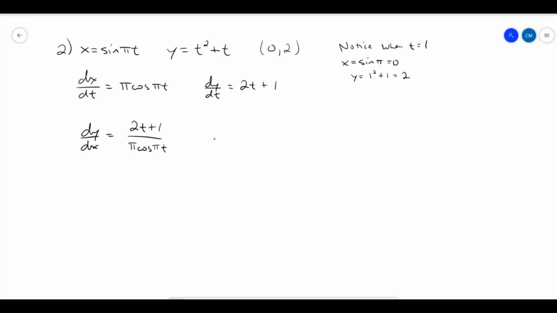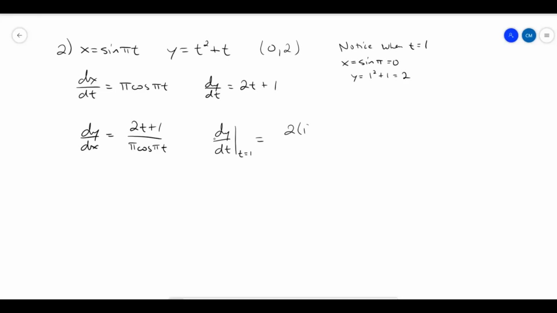If it's not obvious, like I said, you can always just set the x to 0 there. You could set the y to 2 there, and then solve for t that way. And then the t value that corresponds to both of them, that would be the one that you're interested in. Anyway, what we want here is dy/dt at that point (0, 2), but we now know that actually occurs when t is equal to 1.